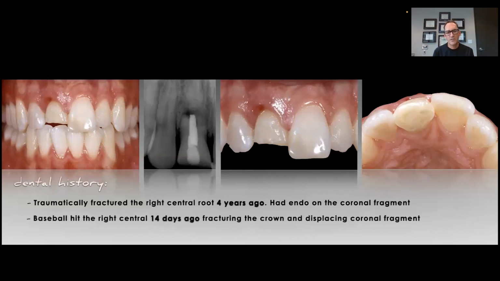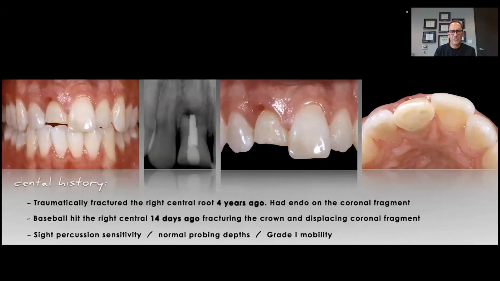Now, 2 weeks ago, playing baseball again, which first word of wisdom to him would be, maybe baseball isn't your sport. But he took another hot grounder, fractured again, displaced it now, didn't fracture the root again, but actually displaced the coronal half into a palatal position. So it had to be ground away so we could bite his teeth together. So this is about 2 weeks ago. There's still some percussion sensitivity. Probing depths are relatively normal, but there's some residual mobility because it's still under a little bit of traumatic occlusion.